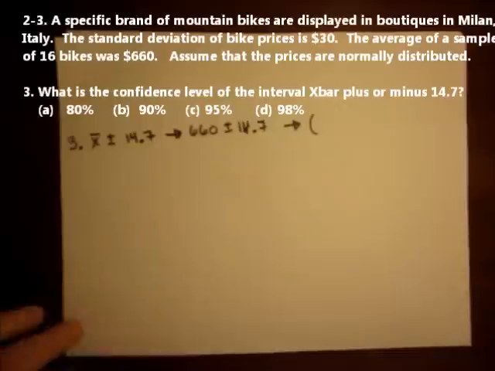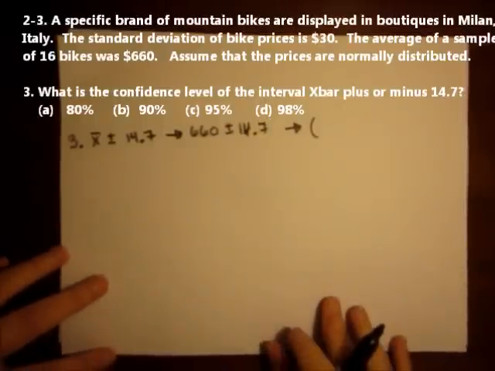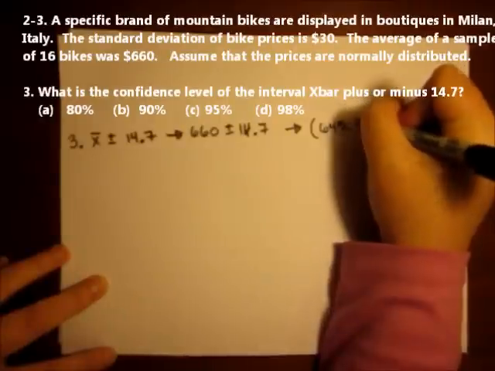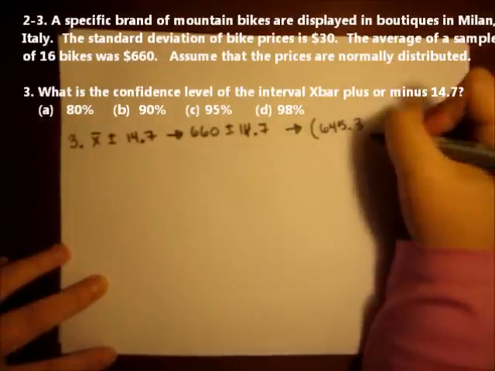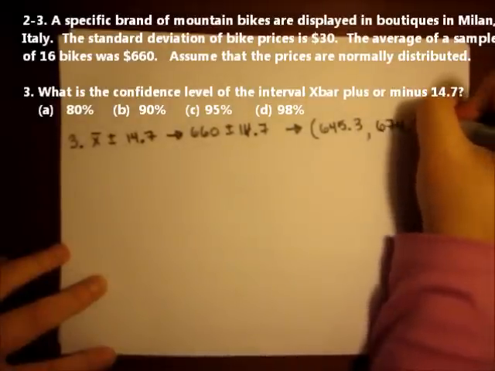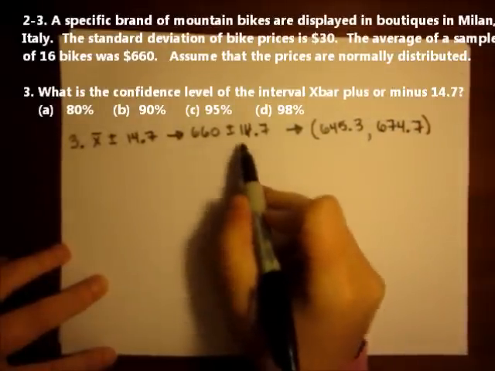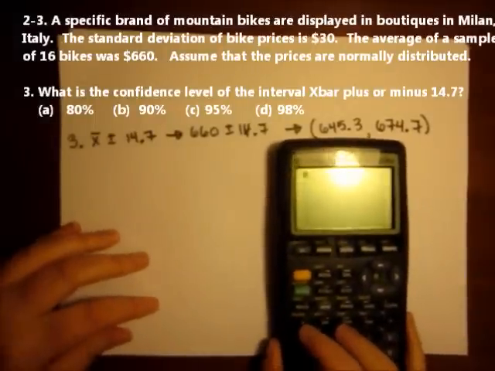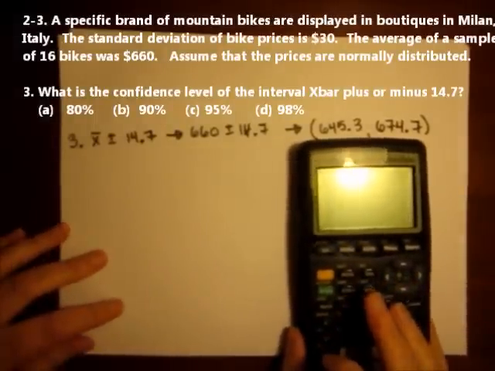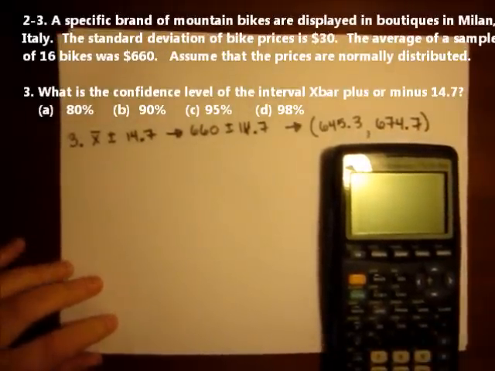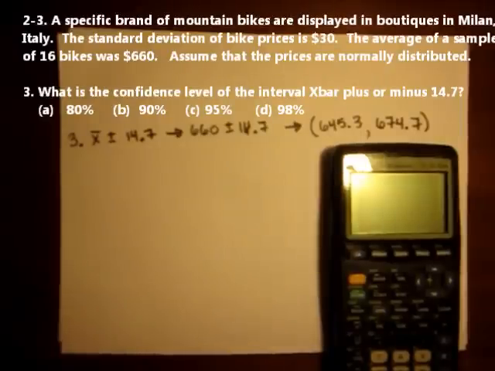So if we do the addition and the subtraction to see what the actual interval is, we get a 645.3, a 660 minus 14.7, to a 674.7, which is 660 plus 14.7. Okay, so how is this useful? Okay, we know that in the situation that we're in, when the population standard deviation sigma is known, especially when we start with a normal distribution, then what we're finding is a z-interval.